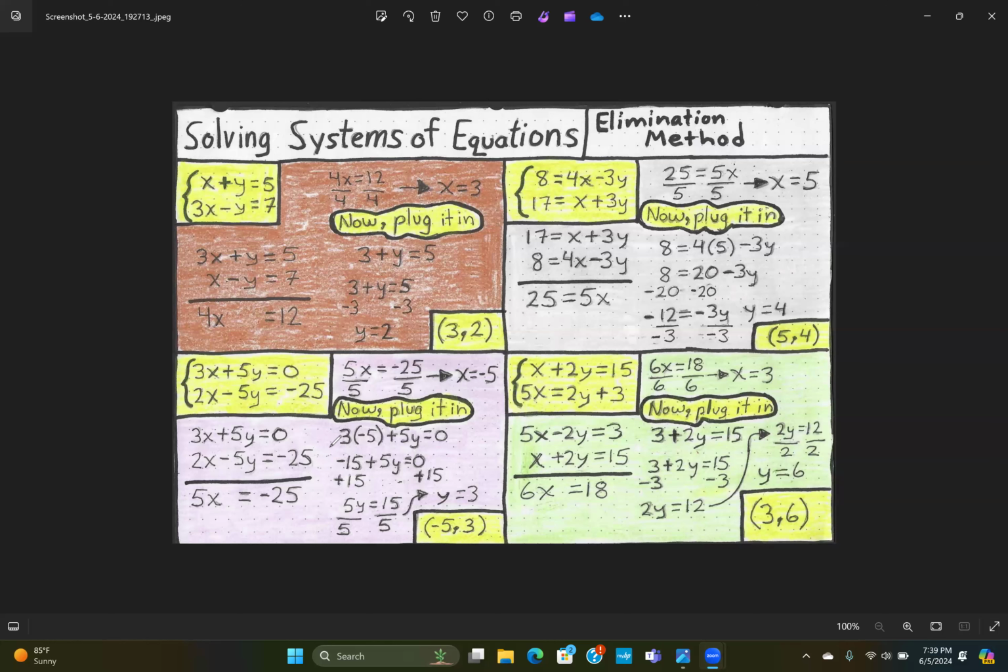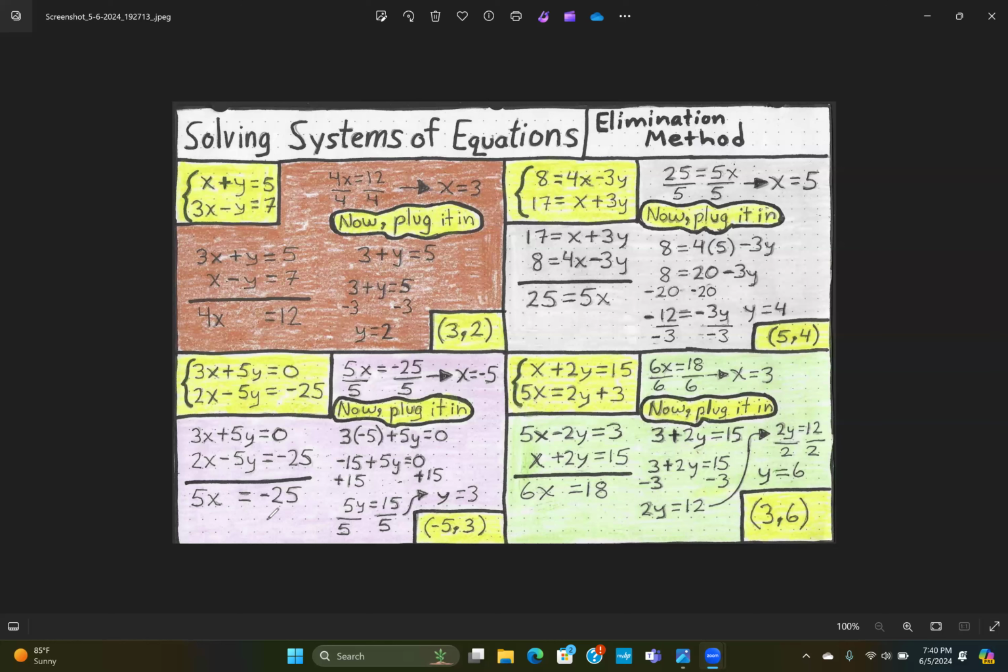All right, let's move on to the third one, in which we have 3x plus 5y is equal to 0 and 2x minus 5y is equal to negative 25. Let's put the bigger one on top: 3x plus 5y is equal to 0, above 2x minus 5y is equal to negative 25. Notice how these 5y's cancel out, because 5y minus 5y gives us no y, leaving us with 5x is equal to negative 25.